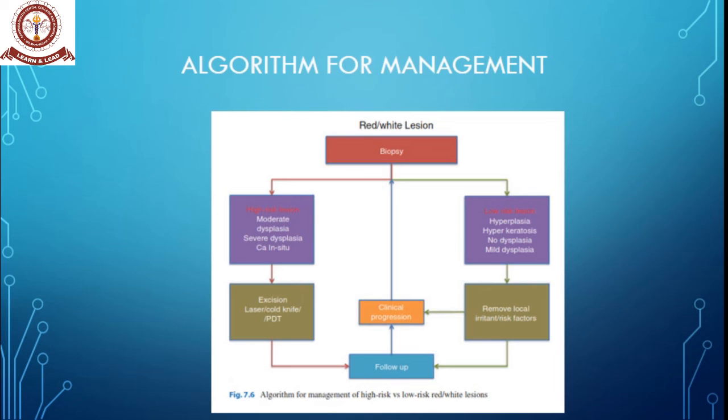This is the algorithm of how we first identify the lesion and how we grade the lesion as high risk or low risk, which patient should have a waiting period of 2 to 3 weeks after removing the foci of irritation, which patient should go for immediate biopsy, and with the biopsy who can go for excision and who can be under follow-up.